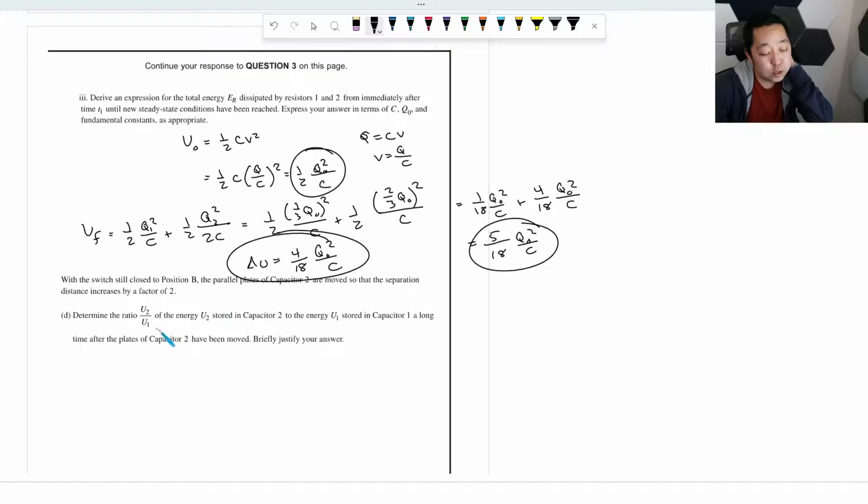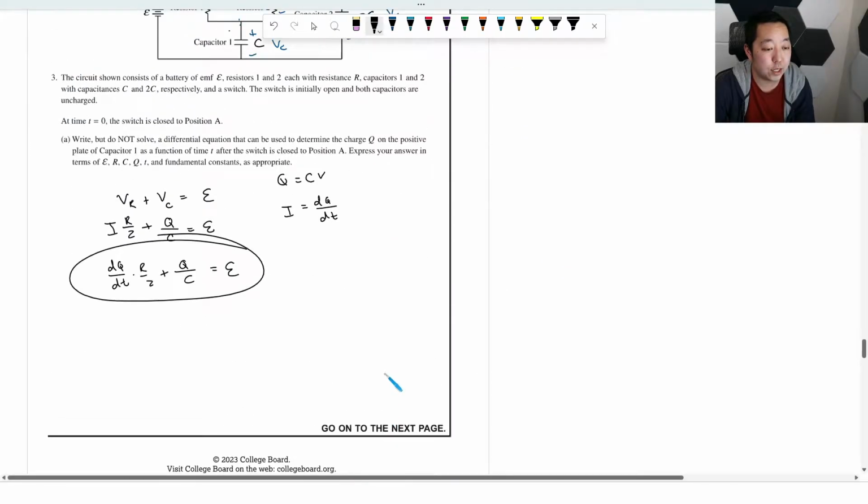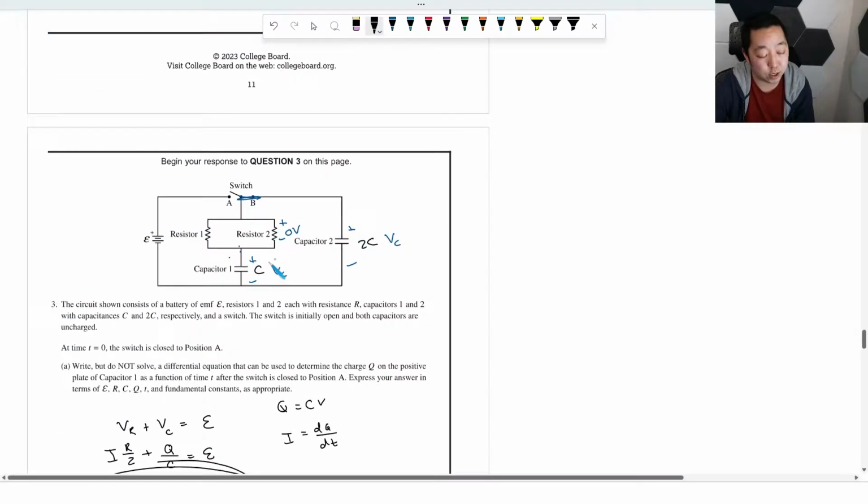Determine the ratio of U2 to U1, the energy stored in capacitor 2 to the energy stored in capacitor 1, a long time after the plates of capacitor 2 have been moved. Justify your answer. So we're going to separate them. The charge may not be the same, but what's going to have to be the same is the voltage across them.